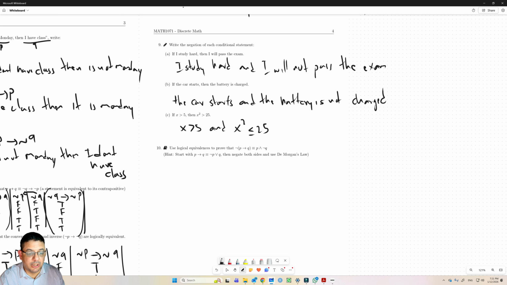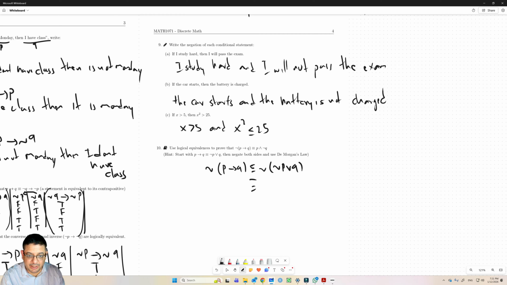Now, we can use logical equivalence to also prove that the negation of P implies Q is going to be P and not Q. So let's take a look at how to do that. First thing, we're going to negate P implies Q. And then we know that for equivalence, this is the negation of not P or Q. We know that these two things are equivalent, right? P implies Q and not P or Q. We know that those things are equivalent, so we're doing the negation of this.